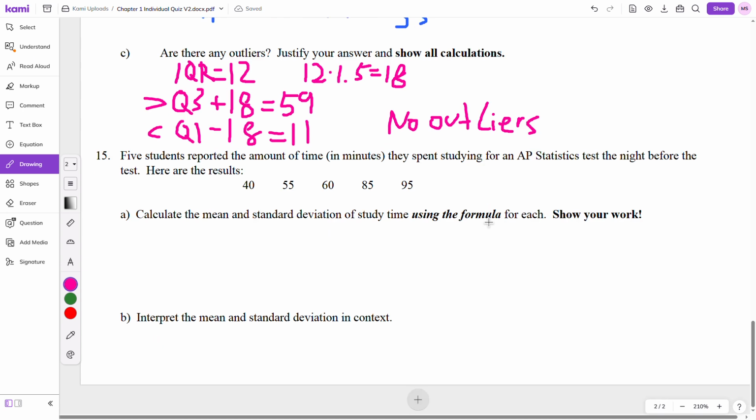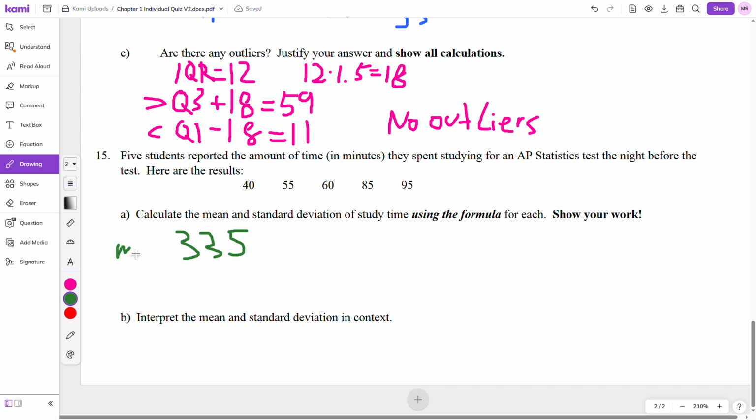Number 15, 5 students reported the amount of time they spent. And we have these numbers. We have 5 numbers. And so we have to calculate the mean and standard deviation. So let's do the mean. We're going to add all these up. That's going to be 150, 250, 335, I believe. Tell me if I'm wrong.